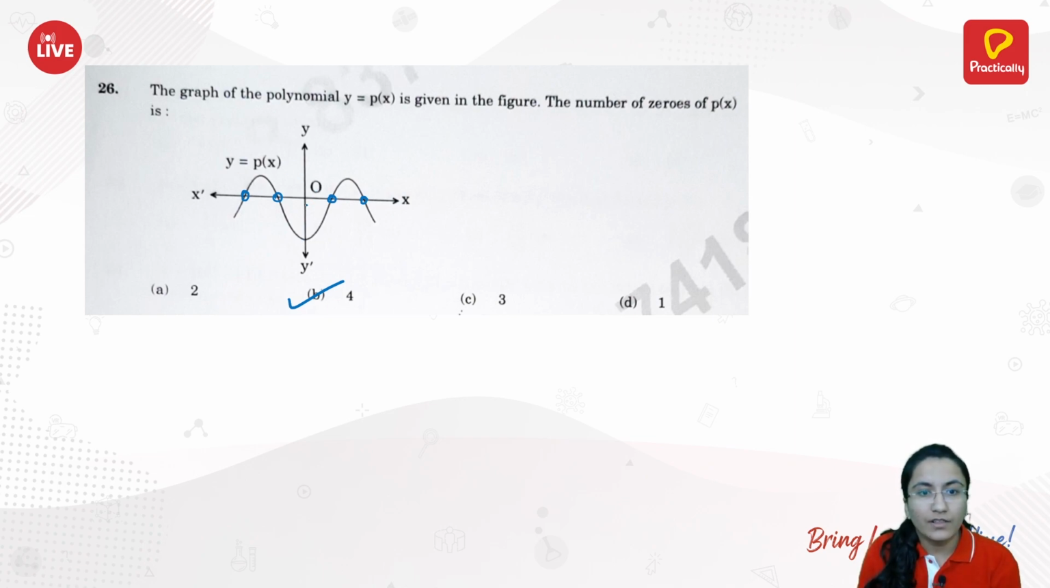You need not count the intersection or the cut with the y-axis. This you should not count. Even if you have counted it here, then I'd have seen that you might have counted 5, which is not there in the option, right?